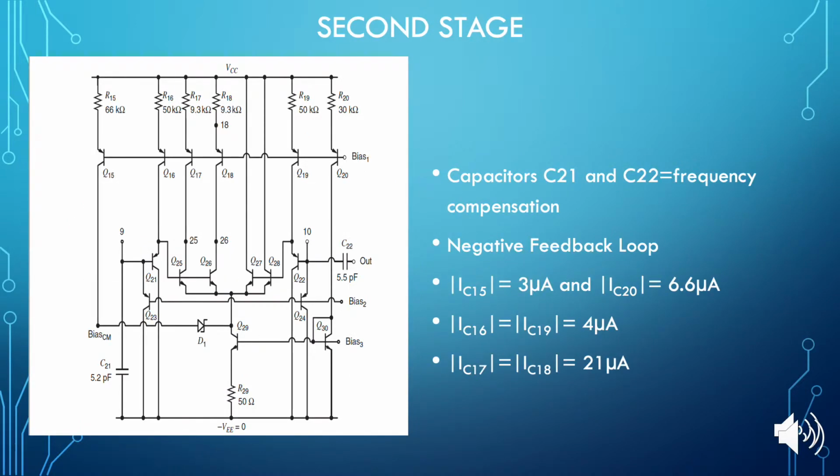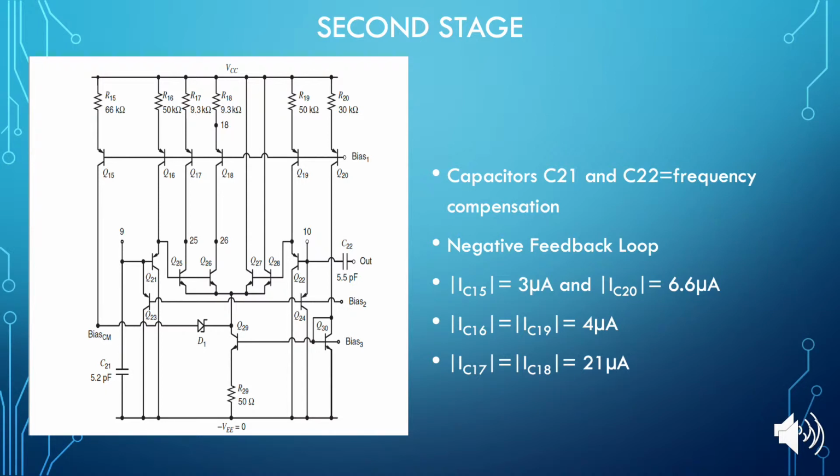Nodes 9 and 10 are the outputs of the first stage and the inputs of the second stage. Capacitors C21 and C22 are used for frequency compensation, which means that they control the frequency response so that the op-amp is stable when connected in a negative feedback loop. Capacitor C22 is connected to the op-amp output, which is generated in the output stage.